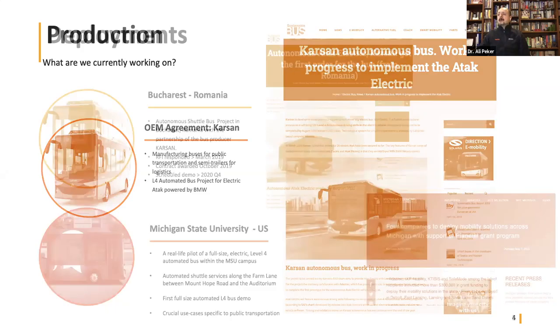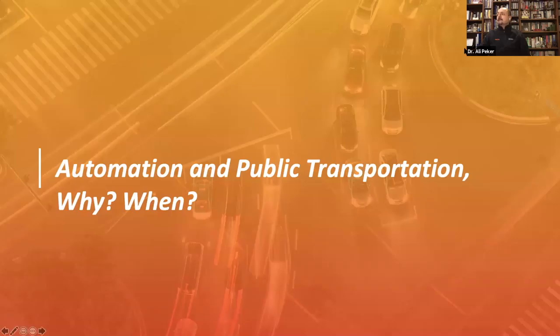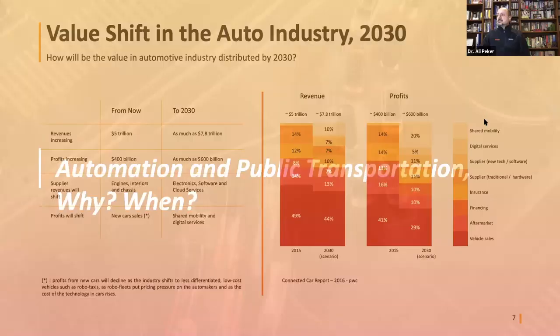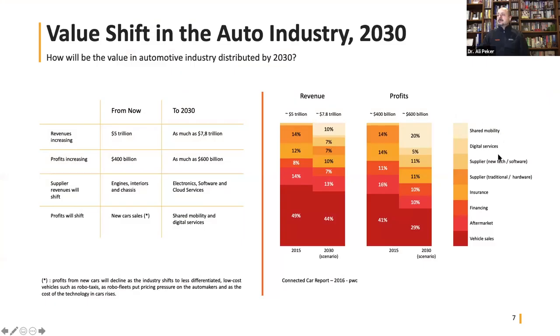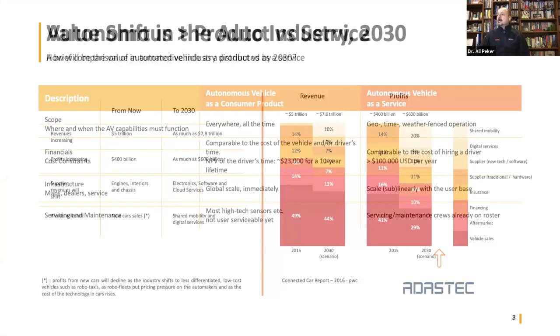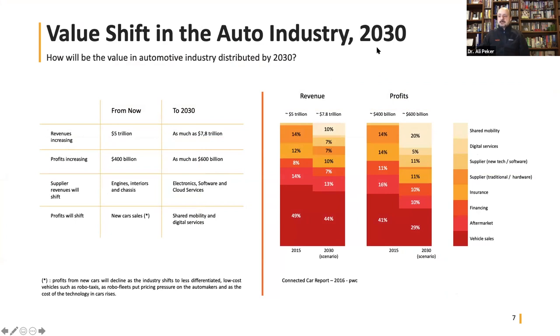So if you look at the domain of public transportation and automation, we have some global expectations in the automotive industry that the revenues will continue to increase, but most of the profits will be coming from shared mobility, digital services, software services. So companies like us, everybody is targeting this more profitable area of digital services, technological services.